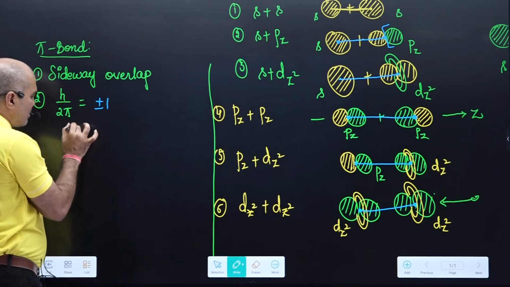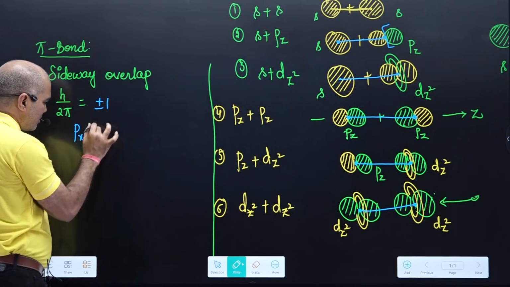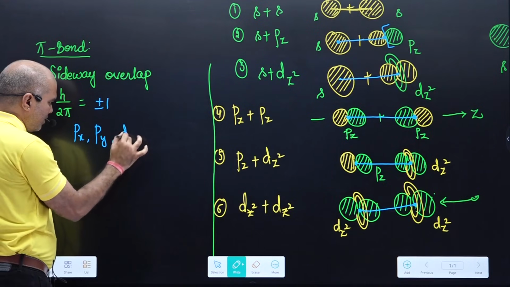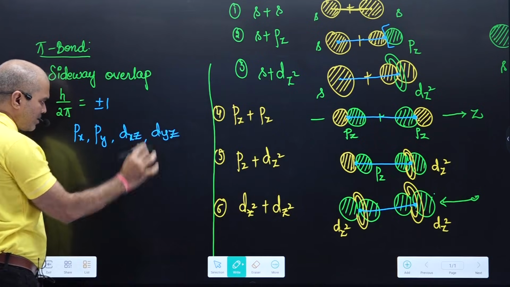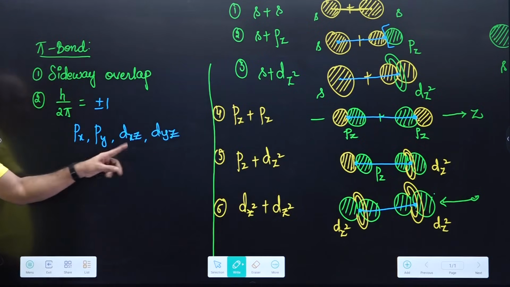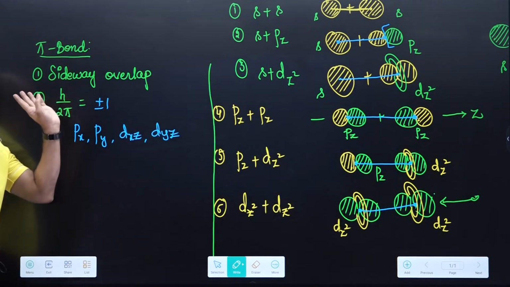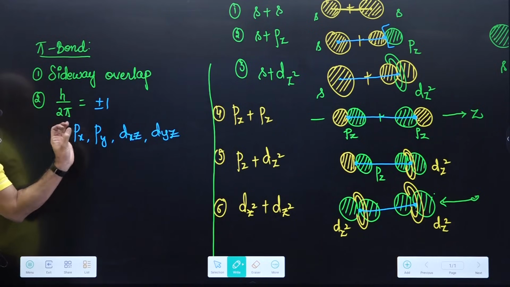Which orbitals? Px, Py, dxz, dyz. No other orbitals. So only these orbitals can form pi bond. Simple. Px, Py, dxz, dyz.